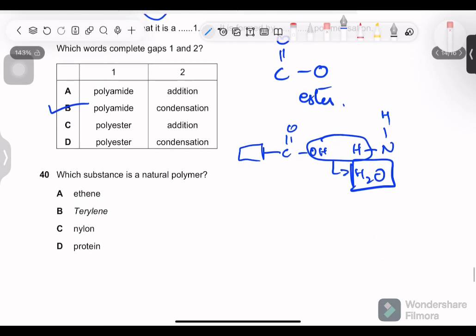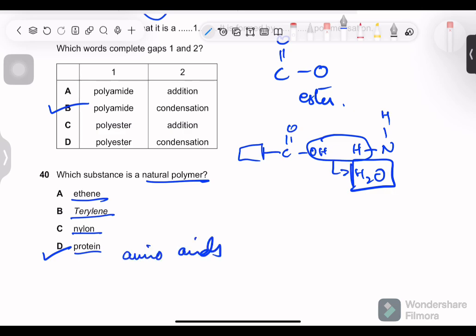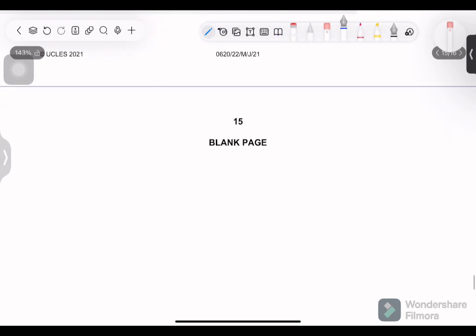Which substance is a natural polymer? Protein, of course. Ethene is an addition polymer, breaking the double bonds. Polythene, same thing. Nylon is also a synthetic polymer. Only proteins are made up of amino acids. So we have completed the paper. Jazakallah khair.